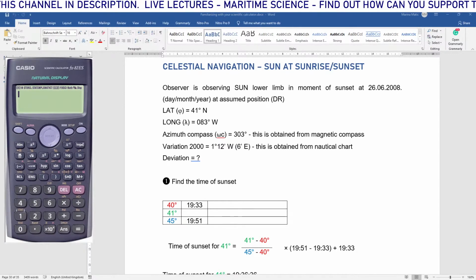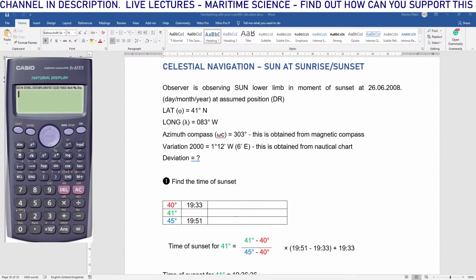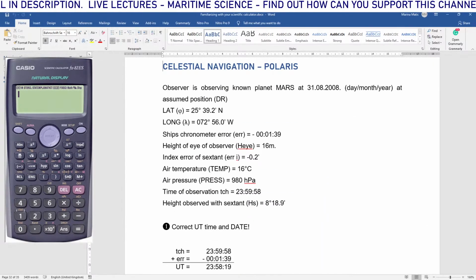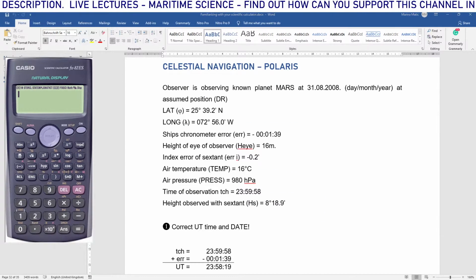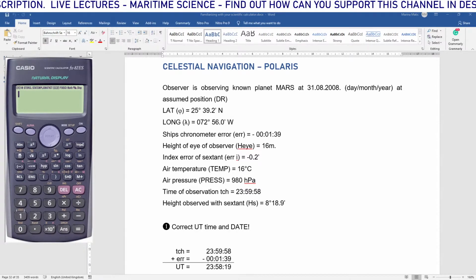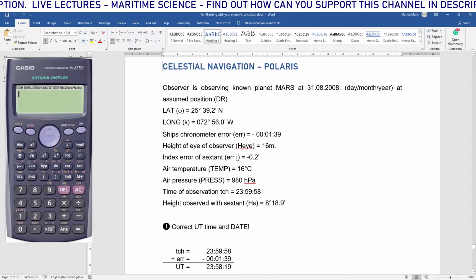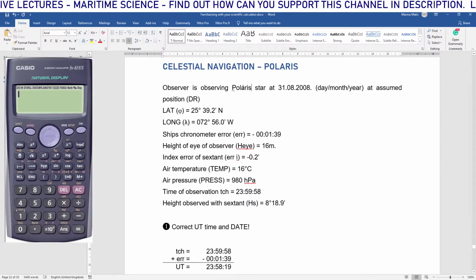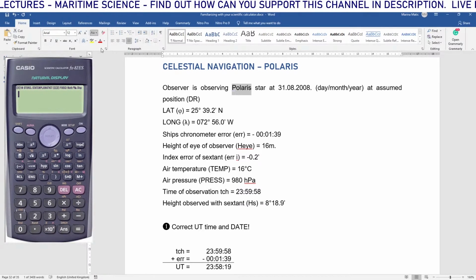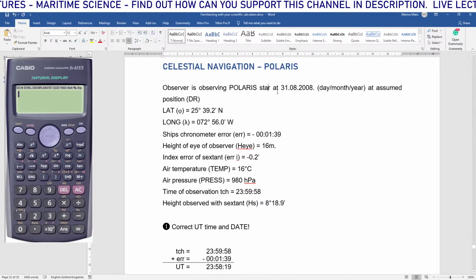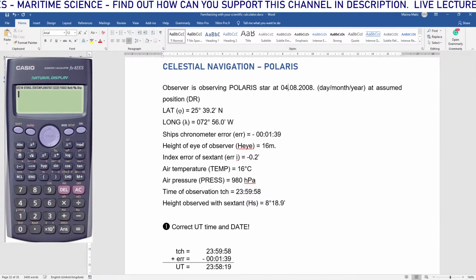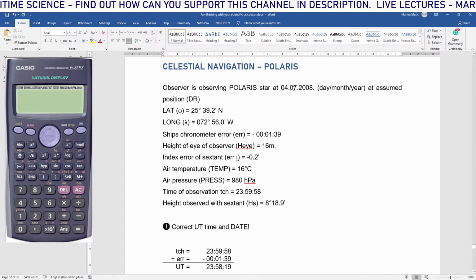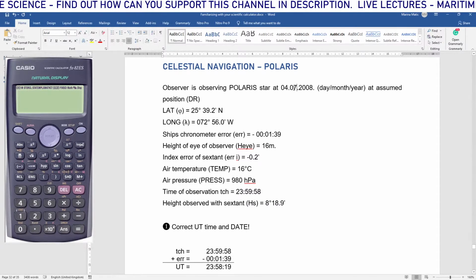Okay, the calculator is on the left side of the screen. You can see everything. So let's start with Polaris. Let me change the data for the task. The observer is observing the Polaris star, and let's change this to uppercase. So Polaris star, and the date of observation is 04 of July. The year is not important because for the year I'm using my own nautical almanac.